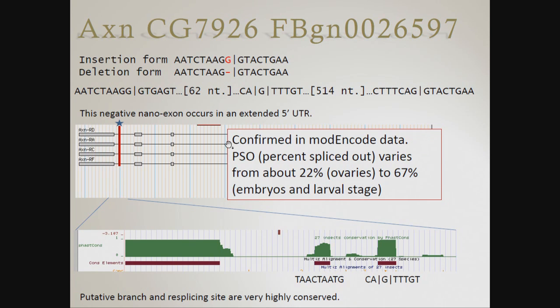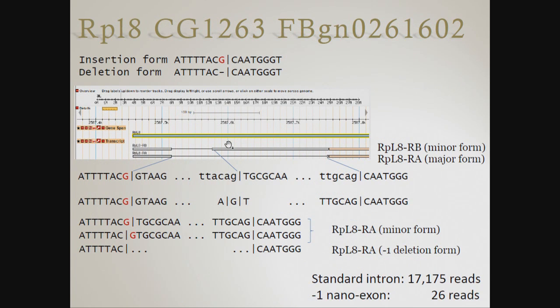The next slide shows RPL8, which is a different case. Here you have a very high expression of a ribosomal protein, 17,000 reads crossing this intron in our data set. There's a minor form where the upstream half of this intron in the 5' UTR is removed. And if you look at that mRNA and resplice it, which occurs at a low rate, you get the -1 nanoexon. So this, again, next slide, is observed in modENCODE data. It's variable, but always quite low rate.